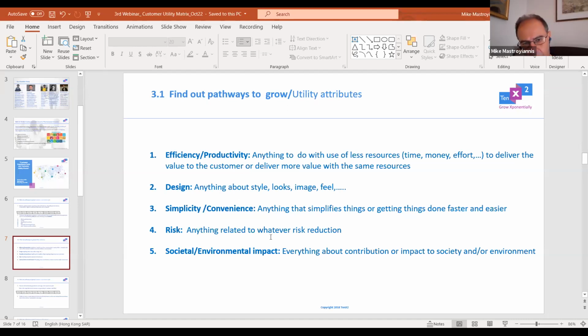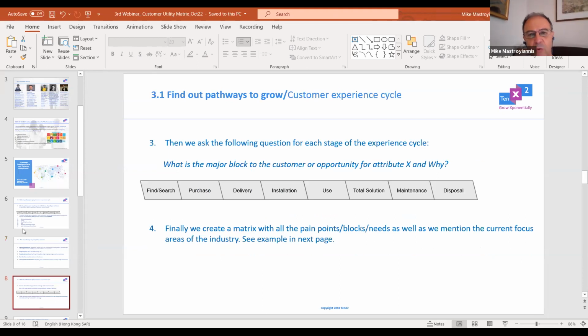And by using these attributes, we help any business, startup or established, to find the pain points in the customer journey. How do we do that? We are asking for the different stages of the customer experience cycle. What are the major blocks to the customer for the specific stage? It's a very practical way, and the more you practice it, the more you build experience, right?